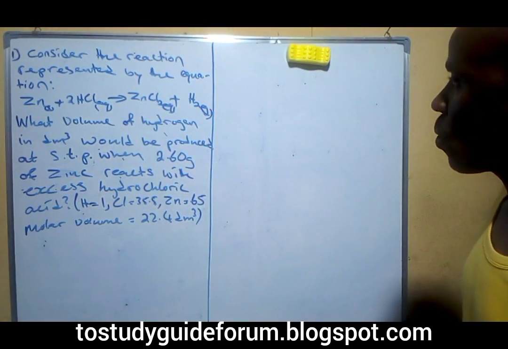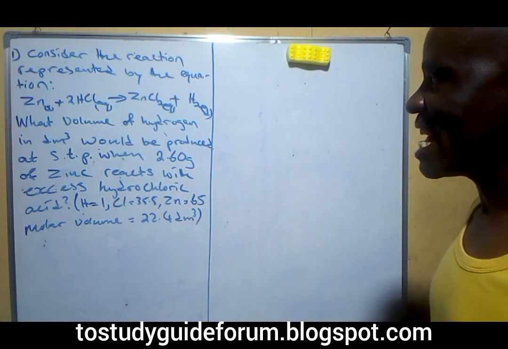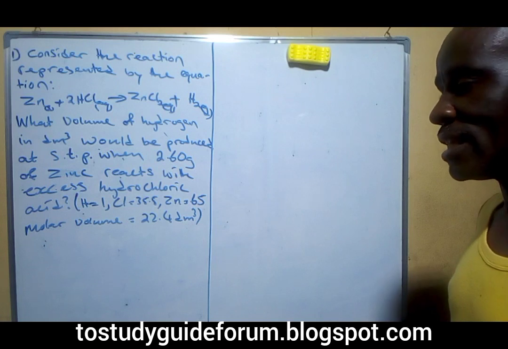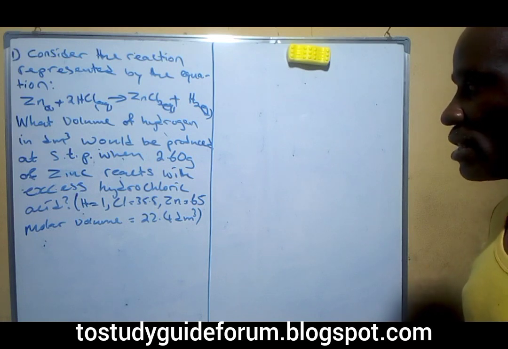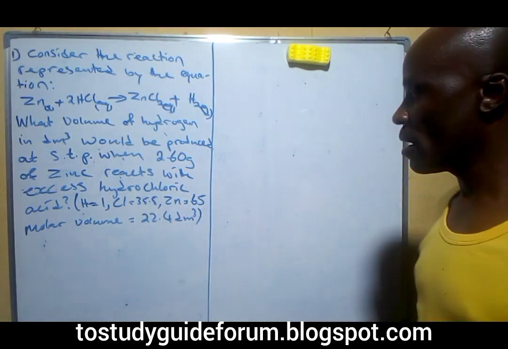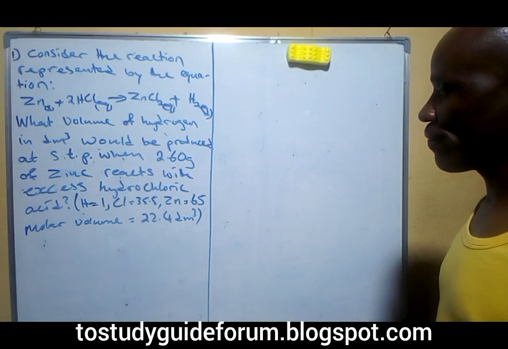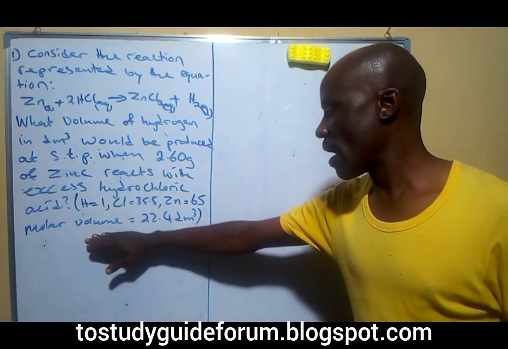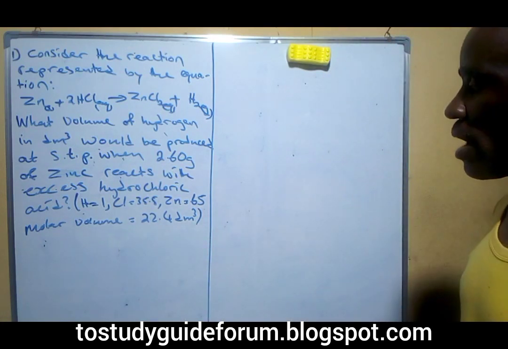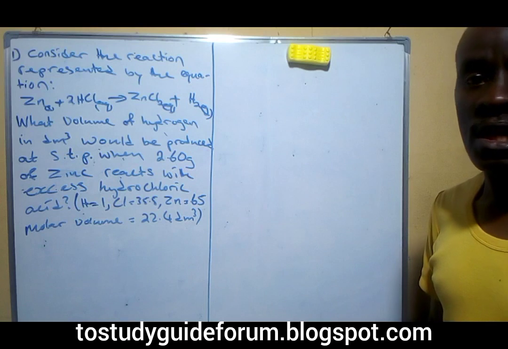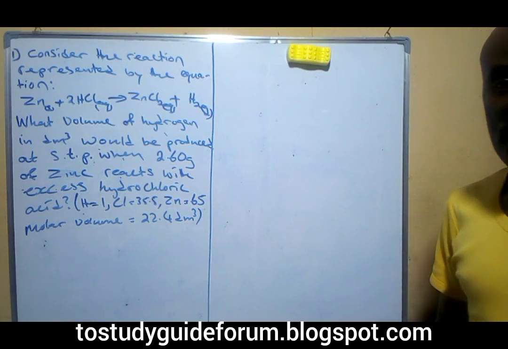hydrogen gas. So what volume of hydrogen in dm³ will be produced at STP when 2.60 grams of zinc reacts with excess hydrochloric acid? We have the relative atomic mass and molecular mass of some of the elements there, and then we have the molar volume, which is 22.4 dm³ for all gases at STP.